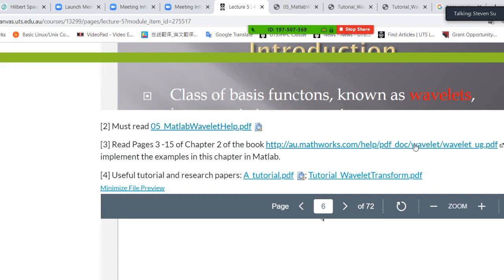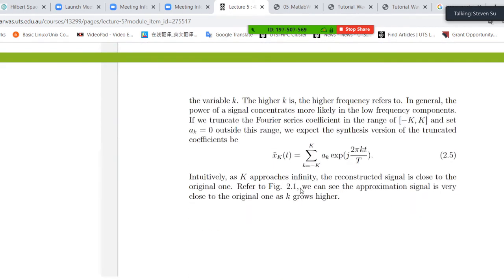I give you some reading guide. You just read page 3 to 15 because in MATLAB they have an app. You can use that one to do the wavelet analysis. Read this part, and also we have a tutorial. I already introduced this tutorial, and another tutorial is also useful.